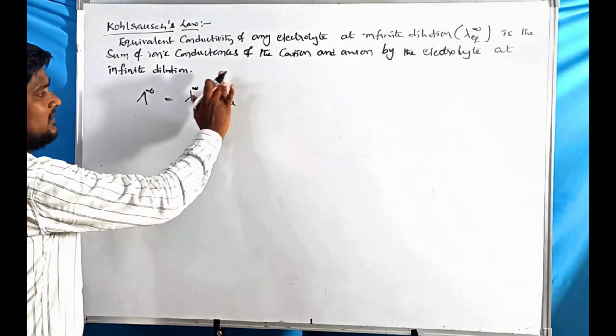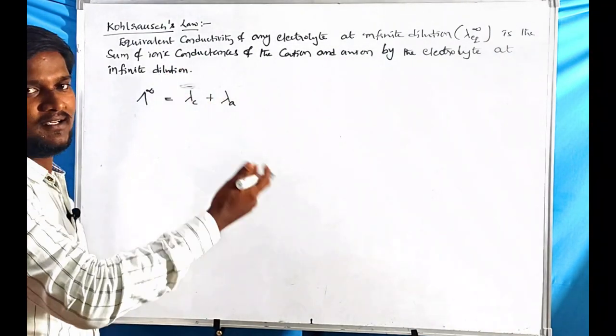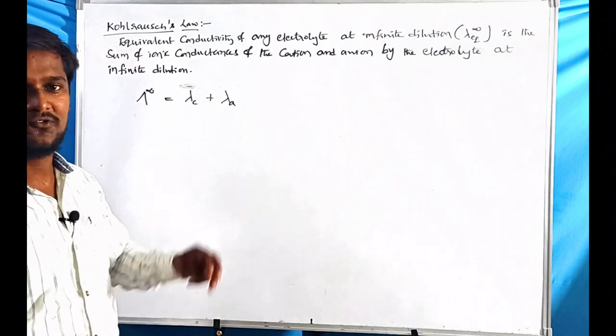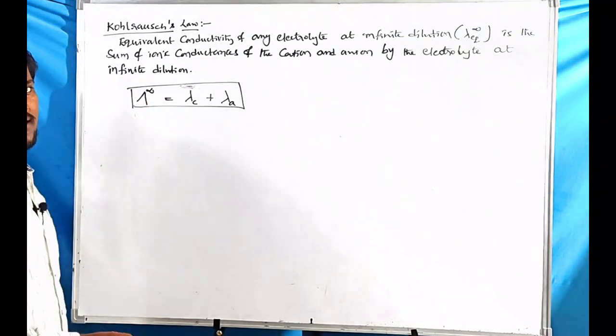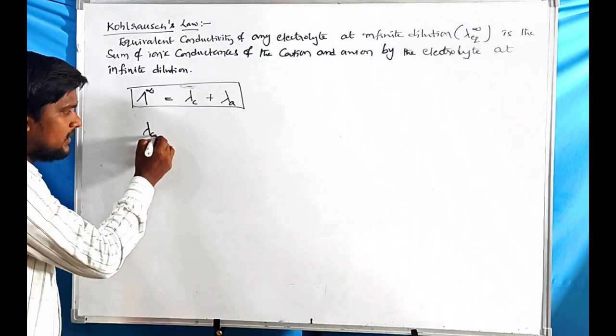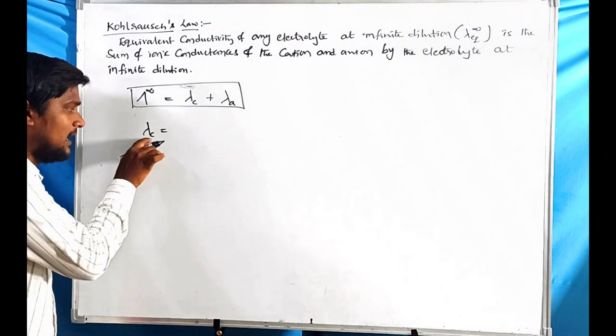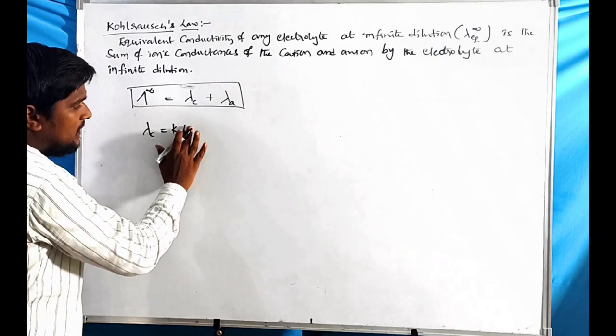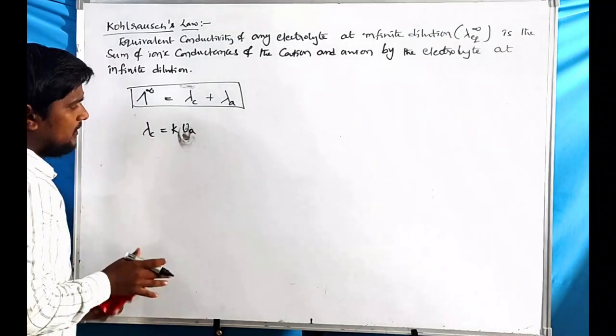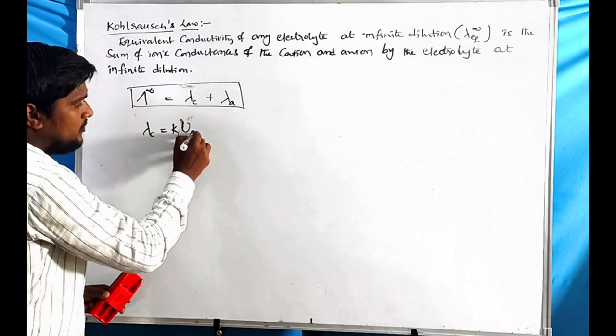Now here, this is the simplest representation of Kohlrausch law. This is the ionic conductance of the cation, which is simply K into U_A.